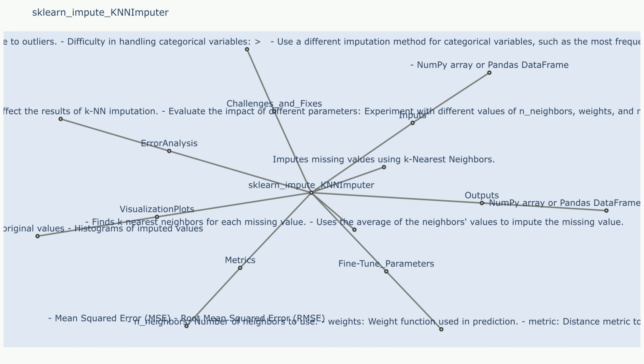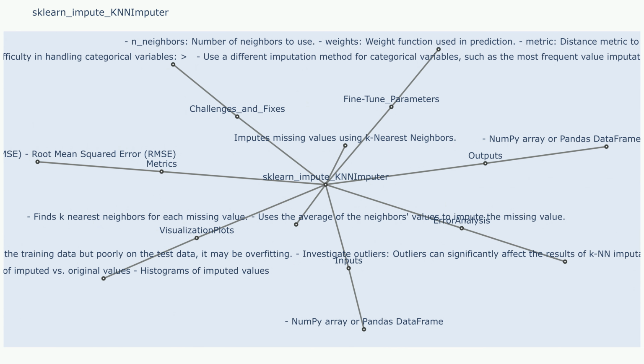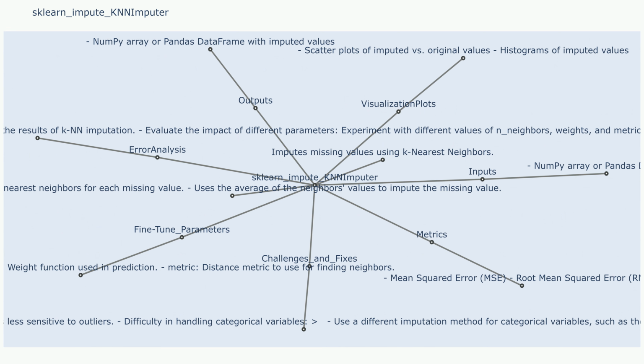Challenge 2: imbalanced data. If the dataset has an imbalance in the distribution of classes, the KNN imputer might favor imputing values based on the majority class, potentially leading to biased results. Sample use case: a dataset with a rare disease, where most data points are from healthy individuals. This imbalance could lead to the KNN imputer imputing values for diseased individuals based on the majority healthy individuals.